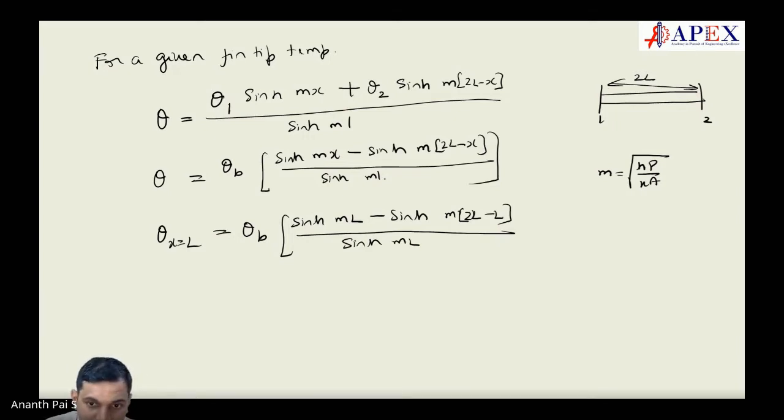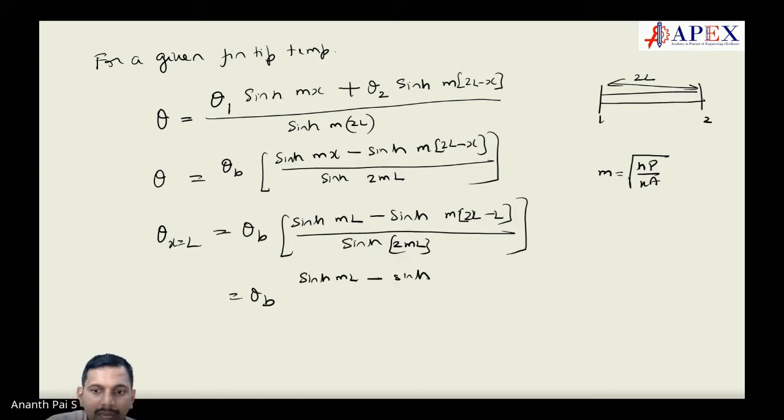This is sinh 2ml, I'm sorry, this L has to be 2ml, correct? 2L we have taken, 2ml, we are taking 2ml. Makes sense? So sinh 2ml. So now what you will get here, you will get theta b into sinh ml, you will get sinh ml minus sinh L minus 2L minus L.